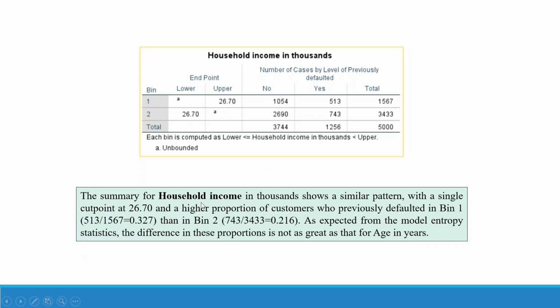The summary for household income in thousands shows a similar pattern with a single cut point at 26.7 and a higher proportion of customers who previously defaulted in bin 1. So 513 divided by 1567 is 0.327, and in bin 2, 743 divided by 3433 is 0.216. As expected from the model entropy statistics, the difference in this proportion is not as great as that for age in years. So you can see that the difference is not so large.